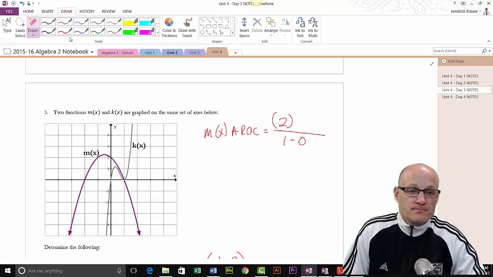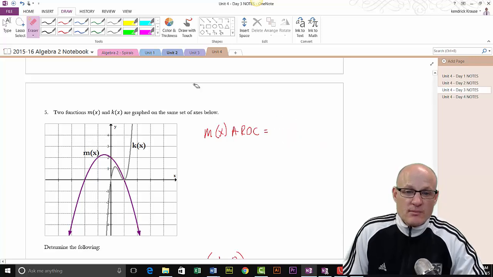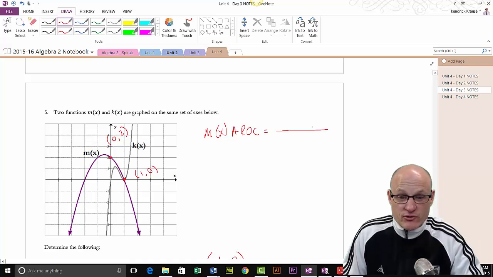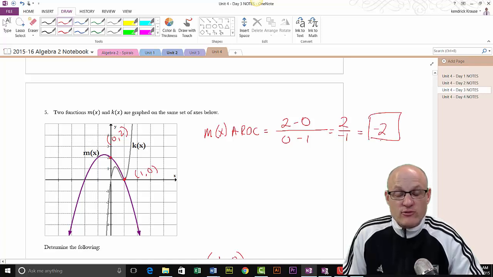I just screwed that up. Let me put the 2 points on so you can see them. We're going to use this point here, which is 0, 2. And we're going to use this point here, which is 1, 0. So we're going to do the average rate of change. We're really just doing the slope in between those things. So it's the change in y's, 2 minus 0, over the change in x's, 0 minus 1. So this is 2 over -1, which is -2. So the average rate of change for m of x is -2, and it's coming down.